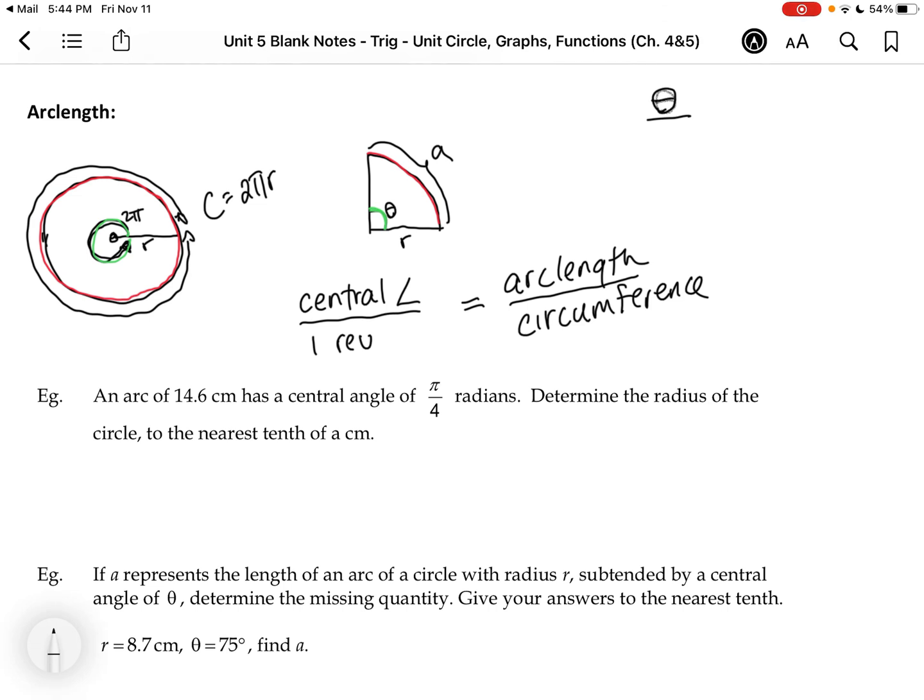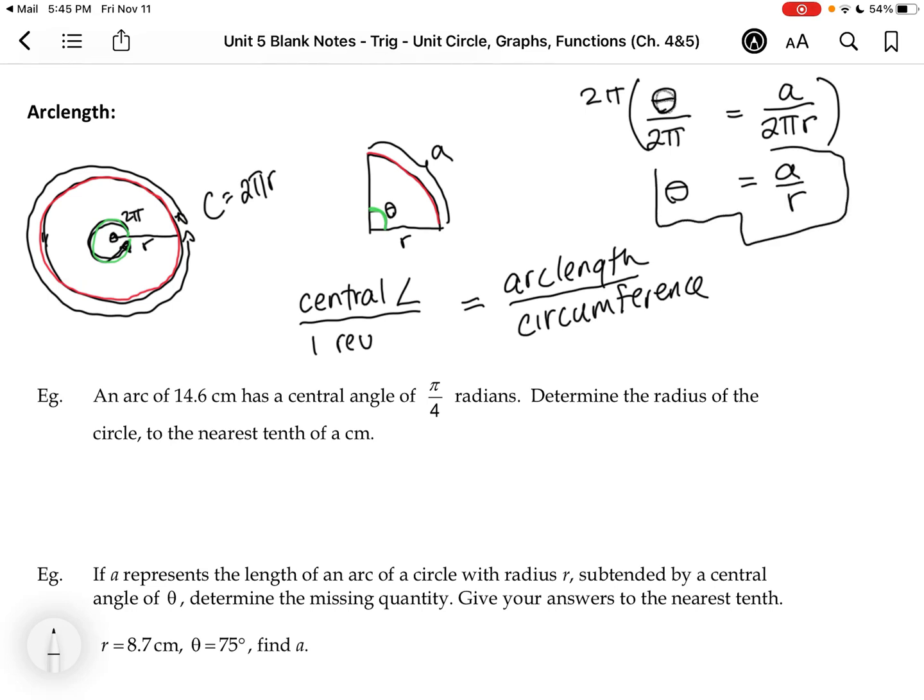We know that one revolution is 2 pi. That should equal the arc length A over the circumference, which is 2 pi r. Now there's this common 2 pi in the denominator. So if I take the whole equation and multiply it by 2 pi, what I end up with is theta equals A over r. That 2 pi cancels. And this is an equation that we can use to relate the measure of that central angle theta to the arc length and the circumference.